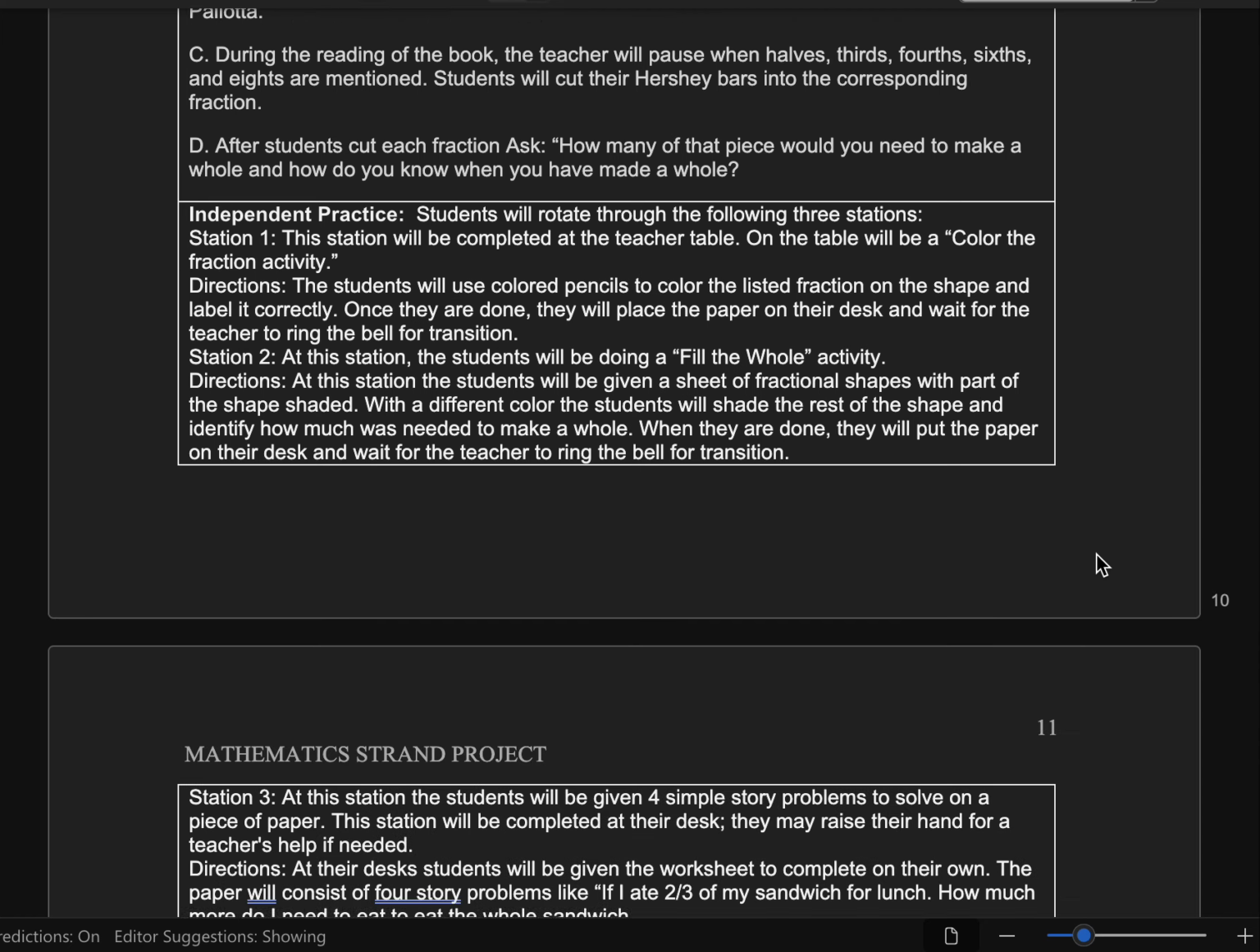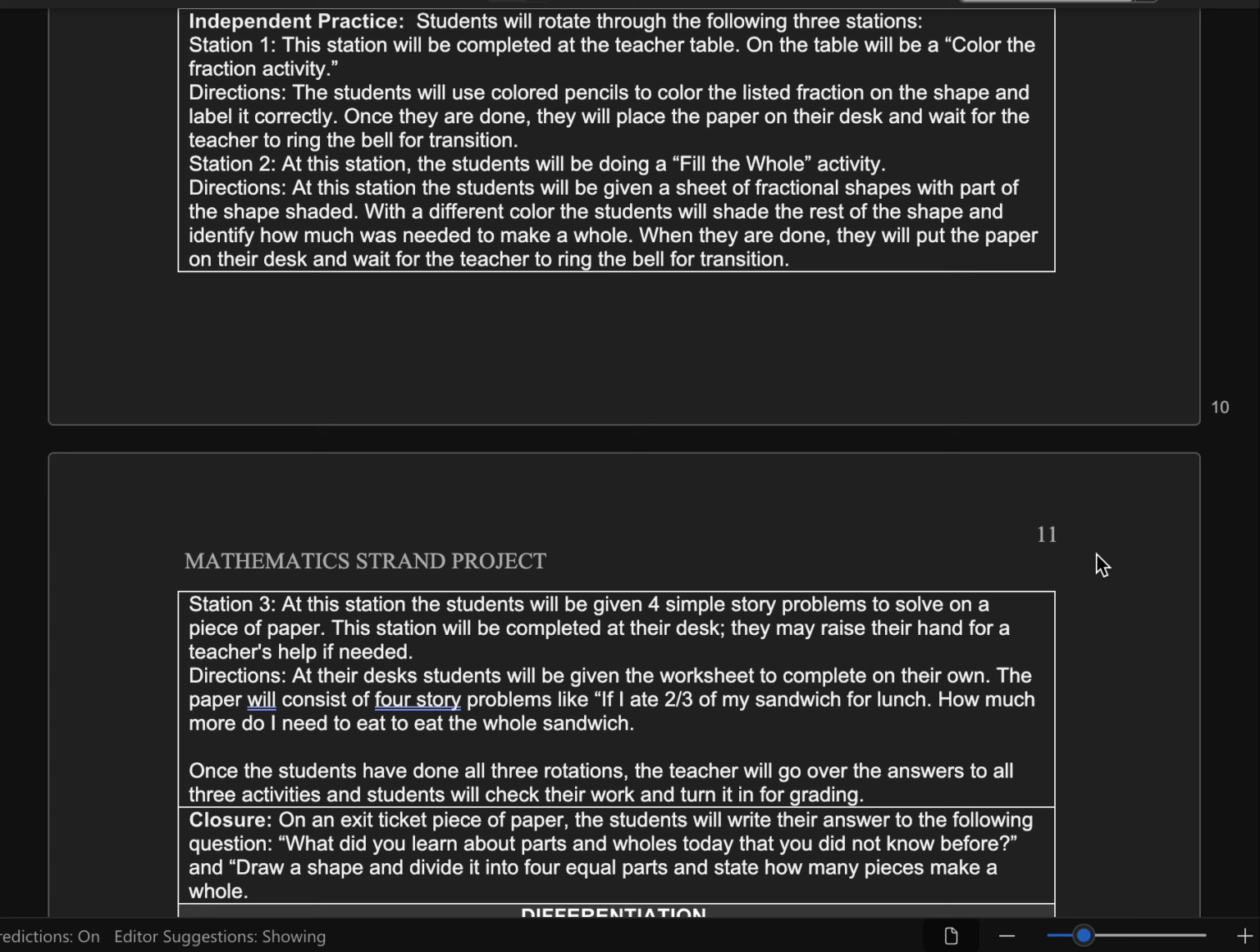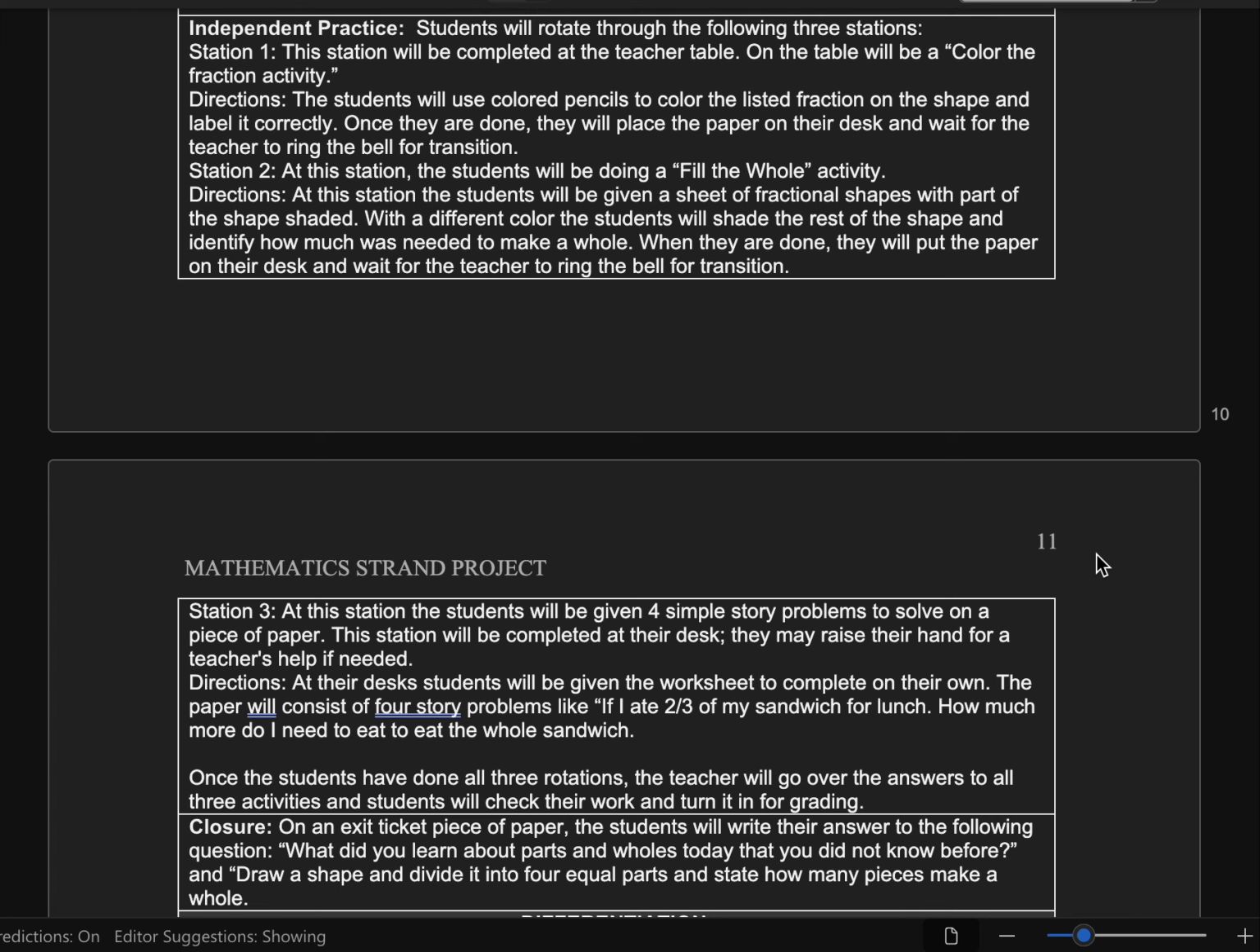For independent practice, there are 3 different rotations that all have different worksheets on them. One is coloring different fractions, the other one is fill in the whole. So they'll fill in the other part that's not shaded and identify how many more it would be to make the whole. And then the last station, the students do story problems. The example I was given is, if I eat 2/3 of my sandwich, how much more do I have to eat the whole thing? And they'll just write their answer for that.